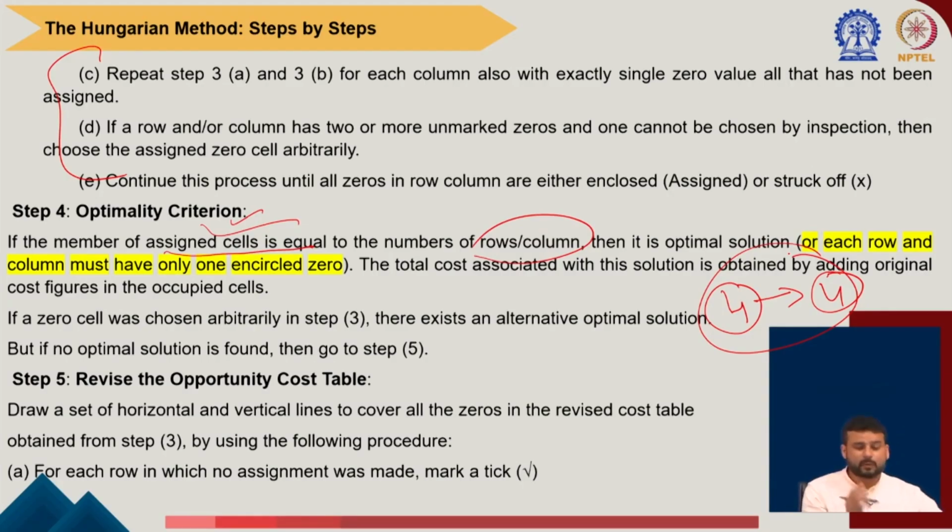Now the second thing is, what if the allocations are less than 4, the order of the matrix? Then we need to revise the opportunity cost table. And how can we do that?